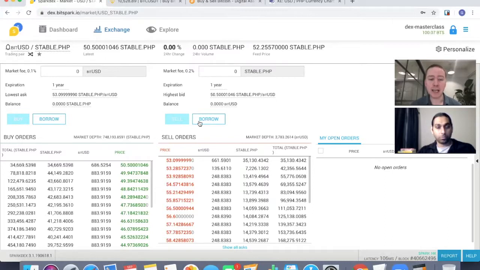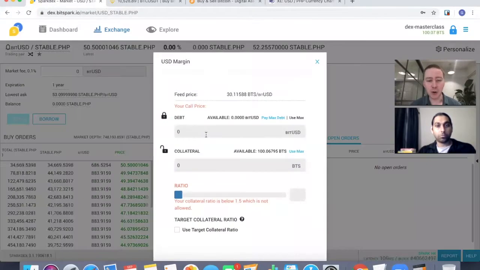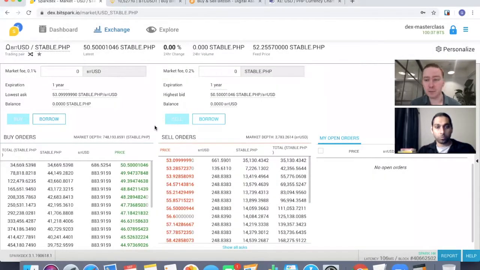And you can do that right here with the borrow button. You can click borrow. It's how much debt do you want to lock up? So maybe you want to lock up 10 BitUSD. You'll need a collateral ratio of some amount to do that. Let's say, this much. And you can lock up some margin there to create some BitUSD or some stable PHP if you want to do that. So yeah, I think that covers a little bit about shorting. But the main point here is that you can take bets on currencies which are either going to go up or down in your estimation.